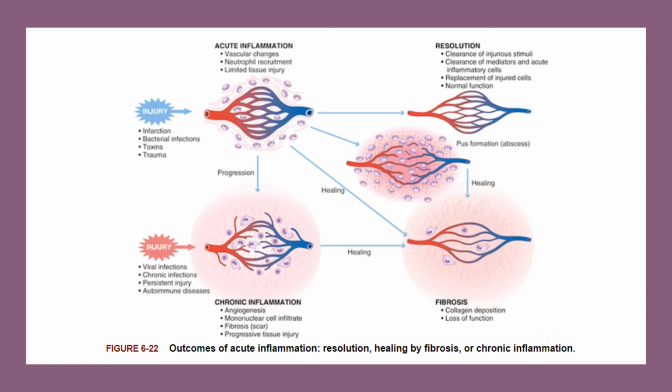I'm not going to test you on anything specifically. I just want you to know, again, that the desirable outcome is immediate resolution, but if acute inflammation persists, it can lead to chronic inflammation, which can cause the pus and the abscess formation, and eventually leads to fibrosis, which results in collagen deposition and a loss of function.